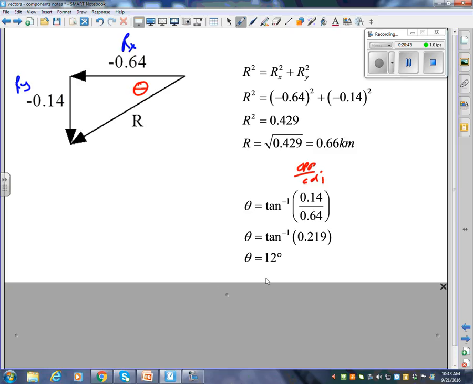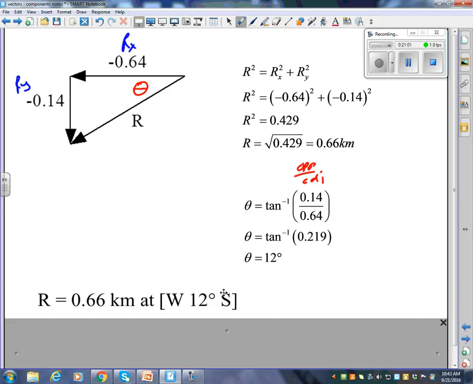I need one last thing. I need the directions, right? So that would be what? West. And it's easy to get, because look, from there, which way do you go? West. And then you go south. So you write west, 12 south. West and then south.